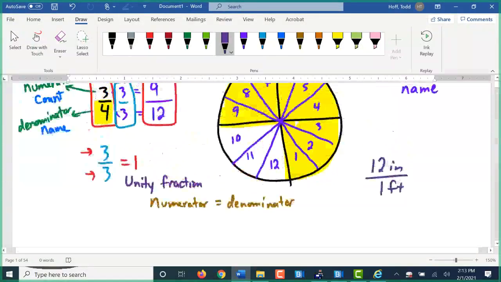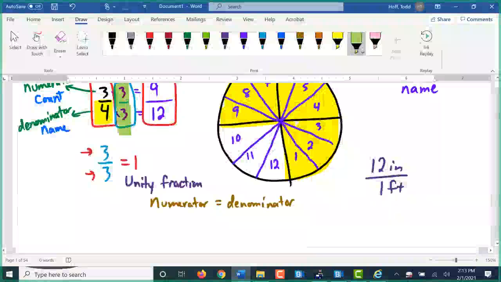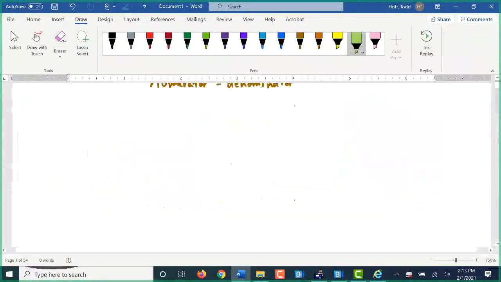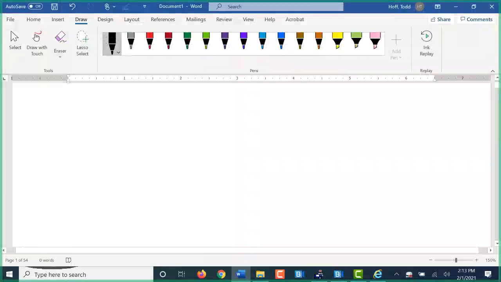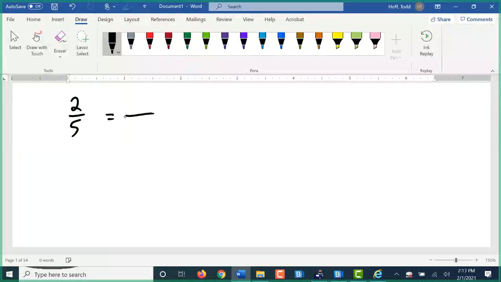Now here, I just picked the 3 out of the air to use to rename this fraction. In reality, we often have to figure out what that number is. So we might have something like 2/5, and if I want to rename it to be 20ths, I have to figure out what I multiply 5 by to turn it into a 20. 4. So we have to multiply the 2 by a 4 as well, because it has to be a unity fraction, 4 over 4. What's 2 times 4? 8.